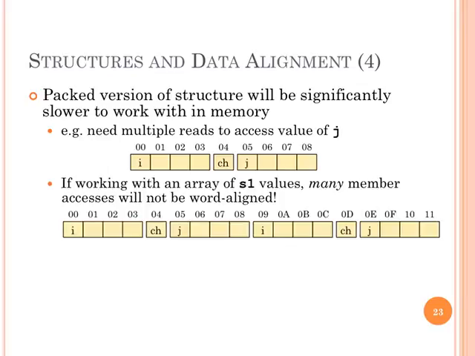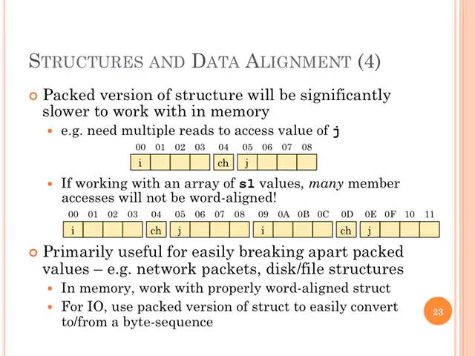But the problem is that this is going to be a lot slower, especially if you have an array of these non-padded structures. You can see, for example, the first element's J is not aligned, the second element's I is not aligned, and even all the way up to the char and J also in the second struct will not be aligned. So if you do this kind of thing, you're going to run into performance issues. And so you want to do it as infrequently as possible.